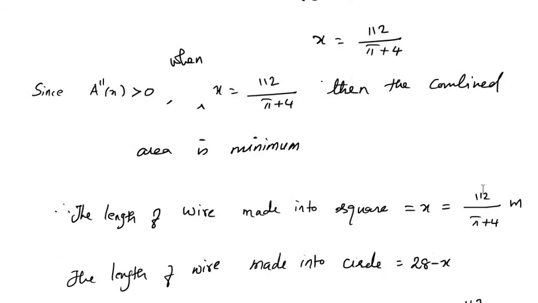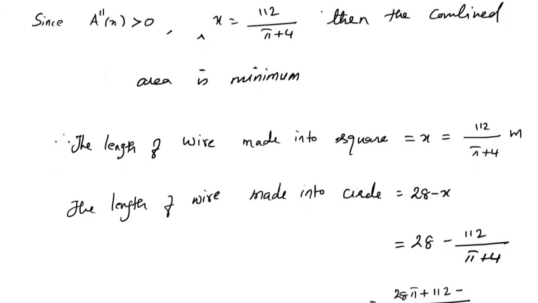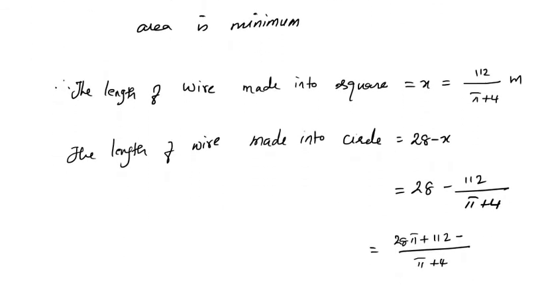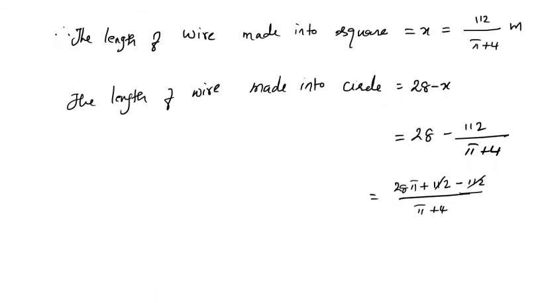But this is 112 by pi plus 4. 28 minus 6. Therefore, this I will be getting 28 pi plus 112 minus 112. Now, this 112 gets cancelled. Therefore, the length of the wire to be made is 28 pi, that is 28 pi by pi plus 4 meters. That's all. This is the answer for this sum.